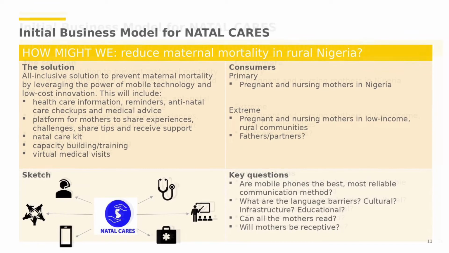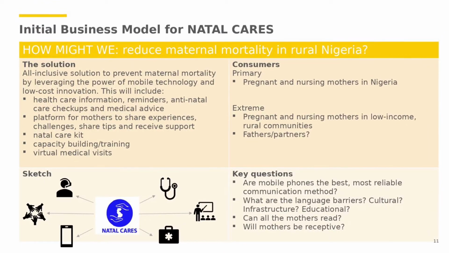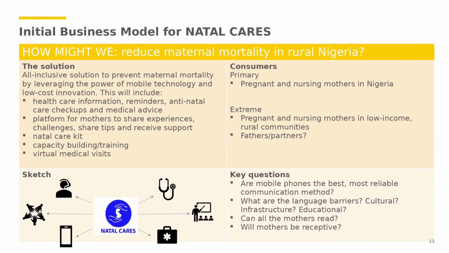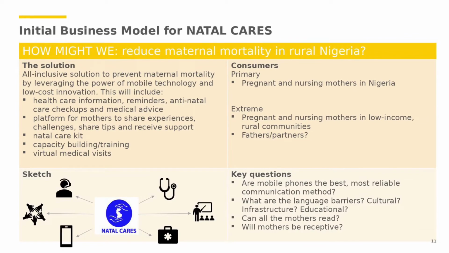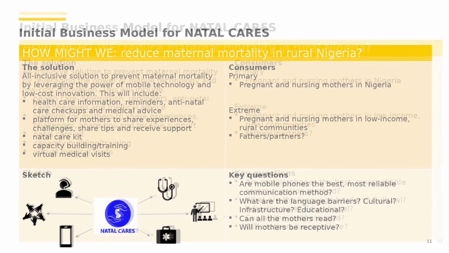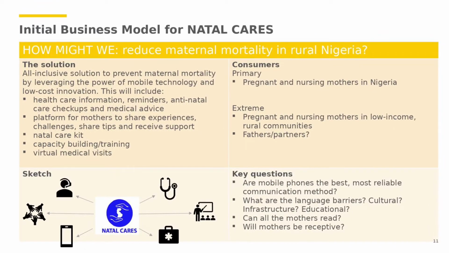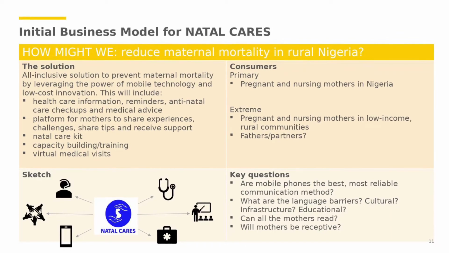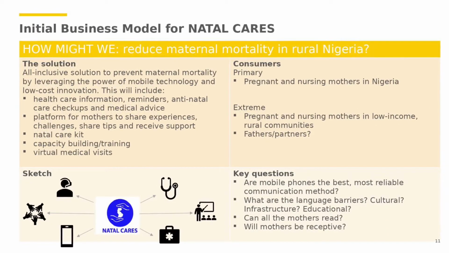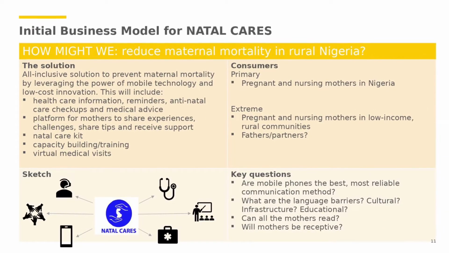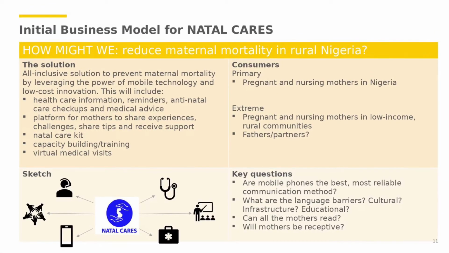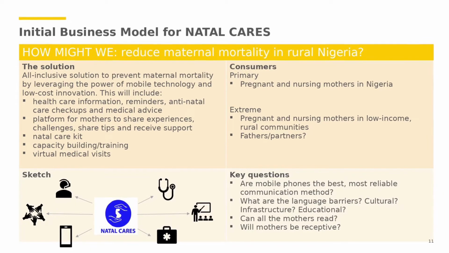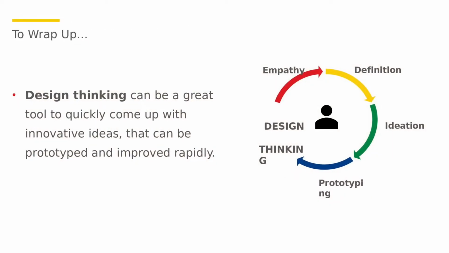They have key questions for unknown variables, and they're asking themselves: are mobile phones the best and most reliable communication method for these expectant mothers? What of cultural barriers and all of that? So these are all the things that come together in your initial business model. So this is what you need to do in this particular exercise for us. Having done your problem statement, having done your ideation, now can you put together your initial business model?